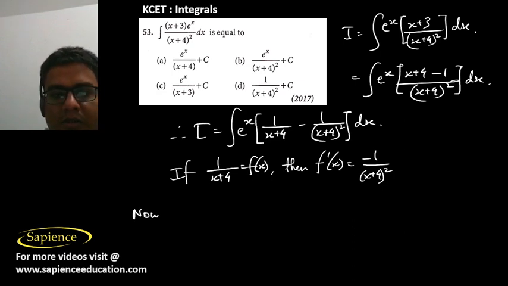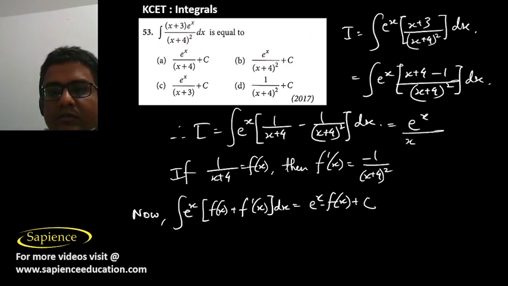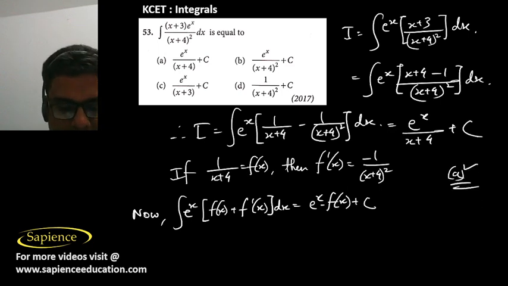Now we know that integral e power x into f of x plus f dash x dx is equal to e power x into f of x plus c. Therefore this integral also will be e power x into f of x, that is e power x by x plus 4, plus c. Option A is the correct answer.